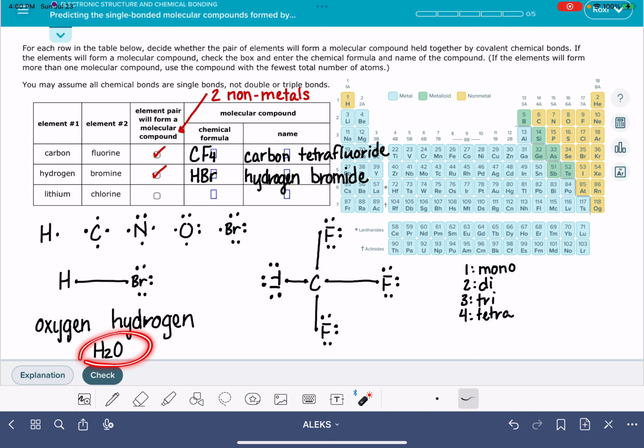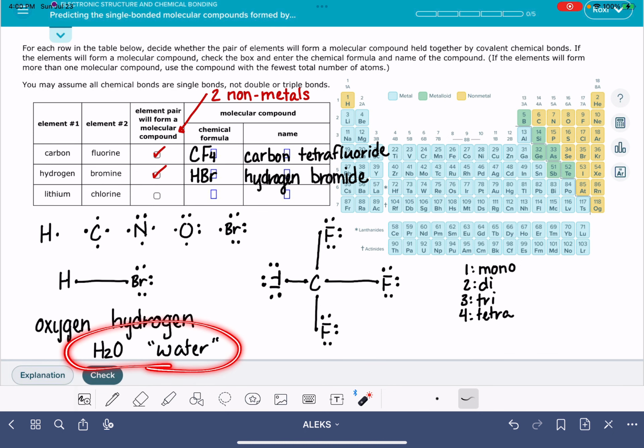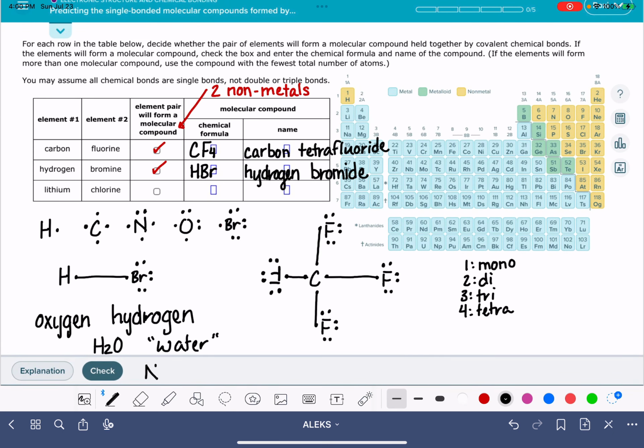This molecule, ALEKS wants you to name it as water. It does not want you to name it using standard naming rules, which would be dihydrogen monoxide. It wants you specifically to say water. Another example of a compound where ALEKS wants you to use its common name is going to be NH3. If you get NH3, that molecule, ALEKS wants it to be called ammonia, which is its common name, does not want you to call it nitrogen trihydride. So look out for those two exceptions.